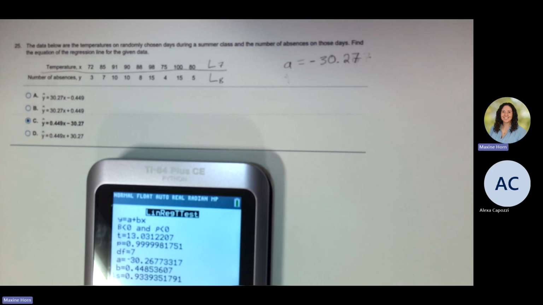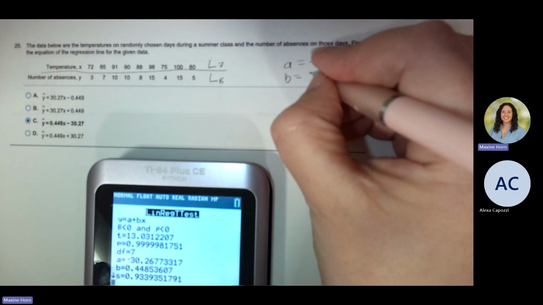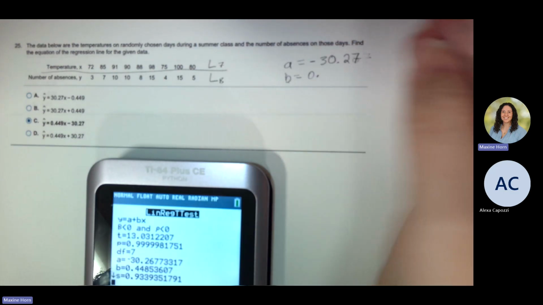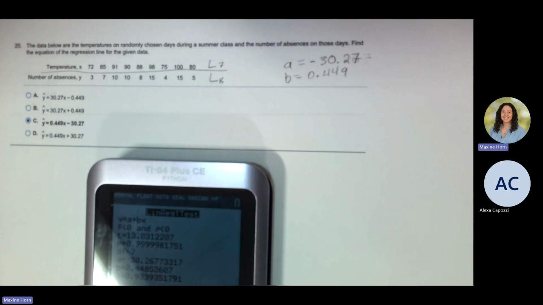Okay, there we go. All right, so my B value is, what is that, 0. Well, how many decimals? They want me to go to 3 decimals. So that's 0.449 if I round to 3 decimals.